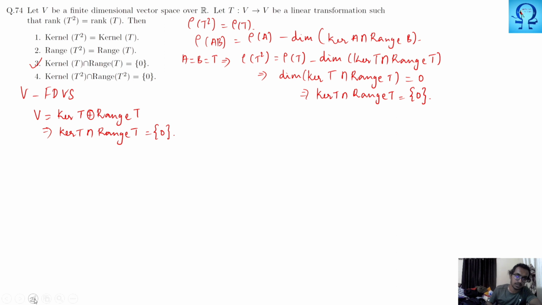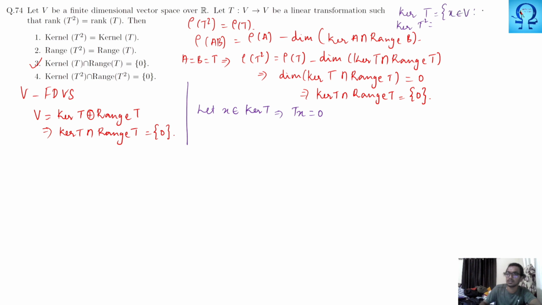Next we will check option 1, for which let me choose an element from kernel of T, which means Tx is 0. Basically, for kernel of T and kernel of T square, let me just write down the definition. It is the collection of elements in V such that Tx is 0. I don't know whether you people can see here because of the logo. Hope you know the definition, right? Here the main thing that I need is kernel of T square, which will be used. It is the elements in V such that T square x is 0.